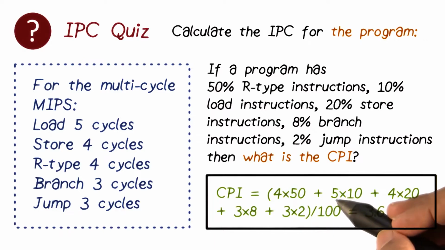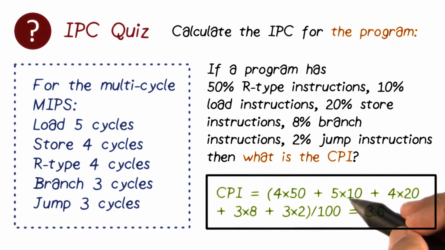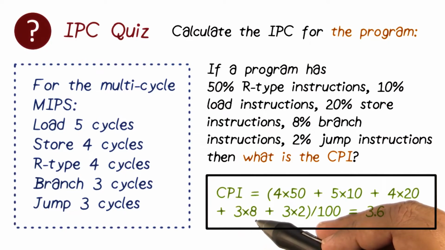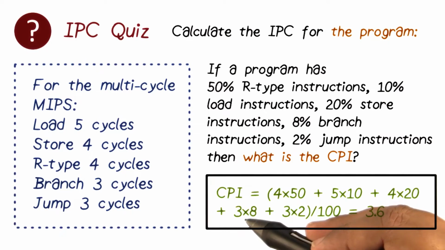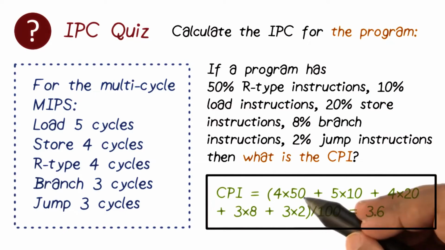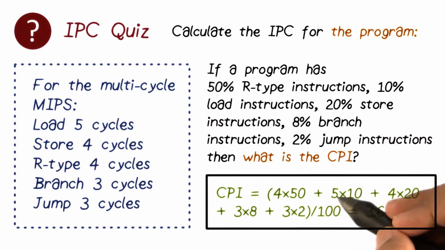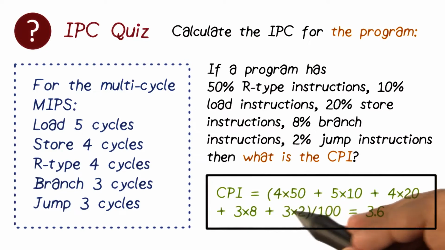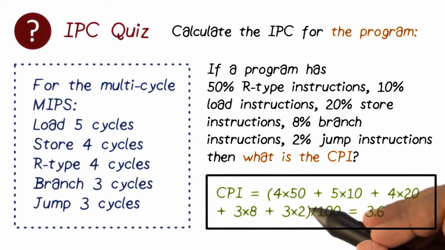So we have 10 times 5 total cycles for load instructions, 20 times 4 cycles for store instructions, because we have 20% of the instructions as store, each taking 4 cycles, and then finally we have 8% instructions as branch, each one of them taking 3 cycles, and then similarly we have jump instructions which are 2%, each taking 3 cycles. So out of 100 instructions, this is the breakdown here multiplied by the respective number of cycles. So that is the total number of cycles it takes here for this particular program.